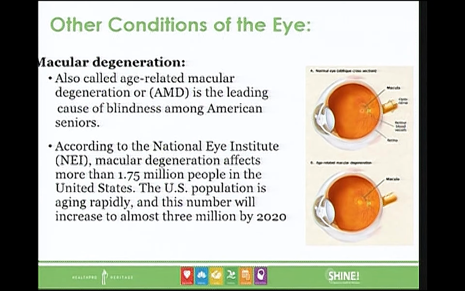Okay, so a very common condition of the eye called macular degeneration, or also called age-related macular degeneration, is the leading cause of blindness among American seniors. According to the National Eye Institute, macular degeneration affects more than 1.75 million people in the United States. The U.S. population is aging rapidly, as we all know, and this number will increase to almost 3 million by 2020.